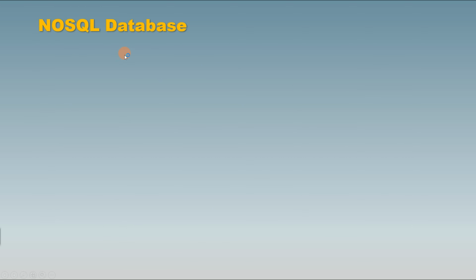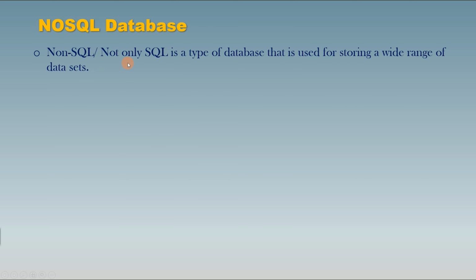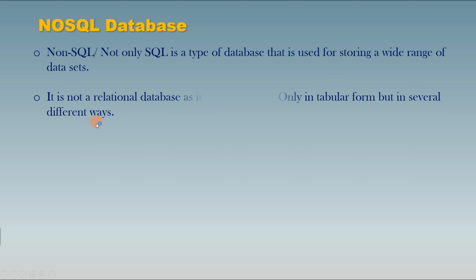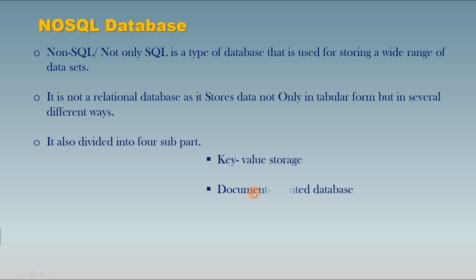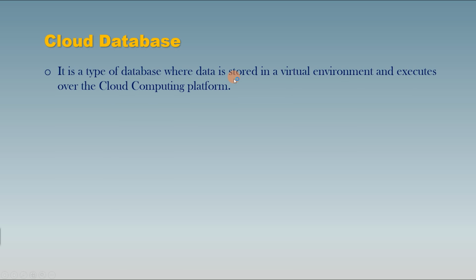Now NoSQL database. NoSQL, not only SQL, is a type of database that is used for storing a wide range of data sets. It is not a relational database as it stores data not only in tabular form but in several different ways. It is also divided into four subparts: key-value storage, document-oriented database, graph database, and wide column store.